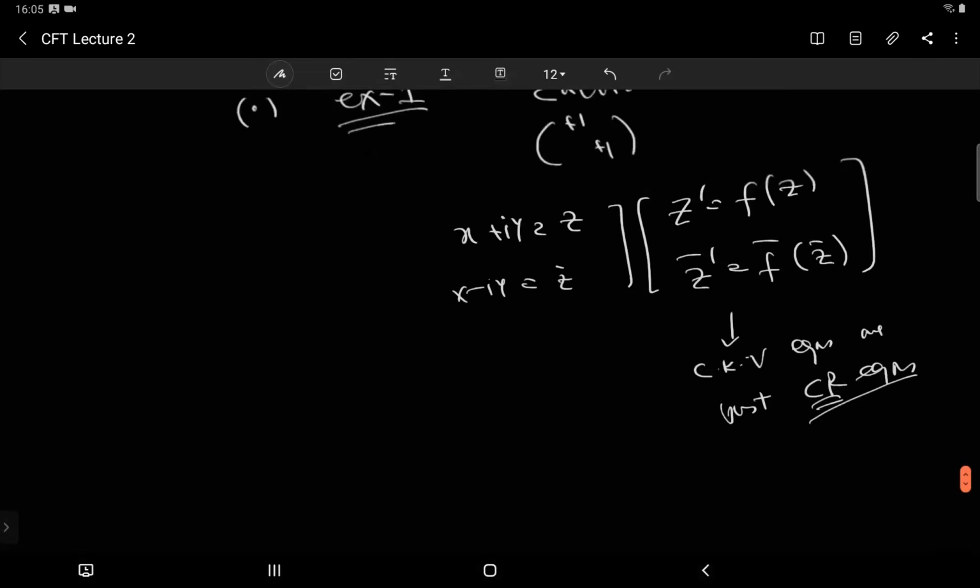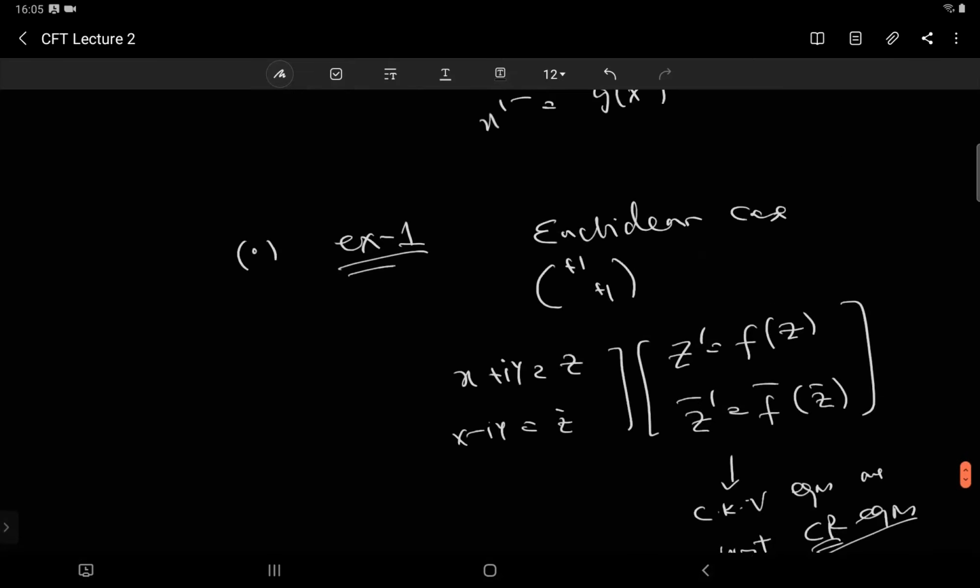Sir, is it somehow a coincidence or something subtle here? I mean, why is the CKV equation the Cauchy-Riemann equation in the Euclidean case? No, it's not a coincidence. When we did complex analysis, we mentioned that under conformal transformations the angles are preserved. So it is by definition. Conformal transformations are known to preserve angles, so they have to satisfy the Cauchy-Riemann equations. Yeah, okay.